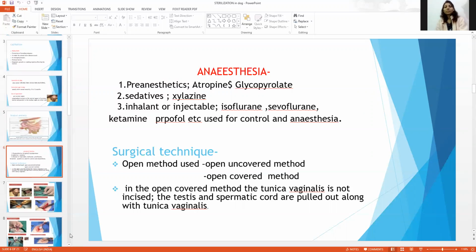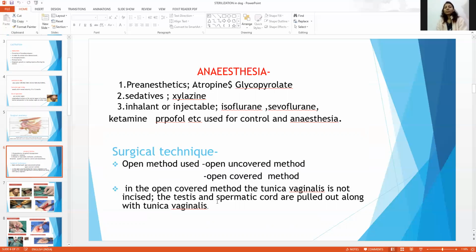Surgical technique: there is the open method and the closed method. The closed method is most commonly used in large animals, like with the Burdizzo castrator, in which you crush the spermatic cord. But in dogs, cats, and even goats many times, the open method is most commonly used. This is open uncovered and open covered.